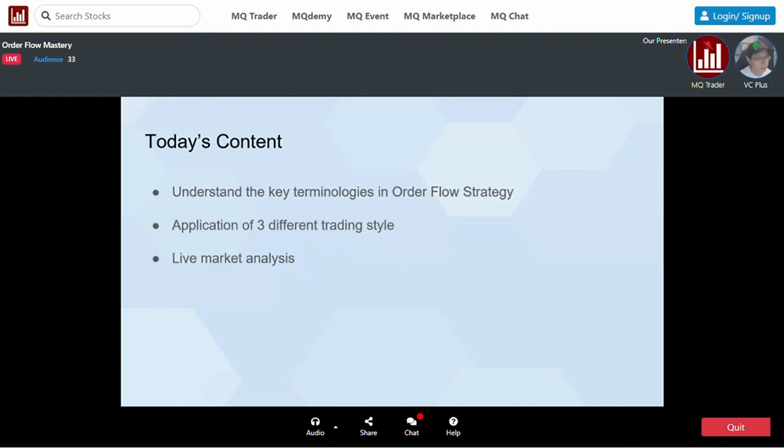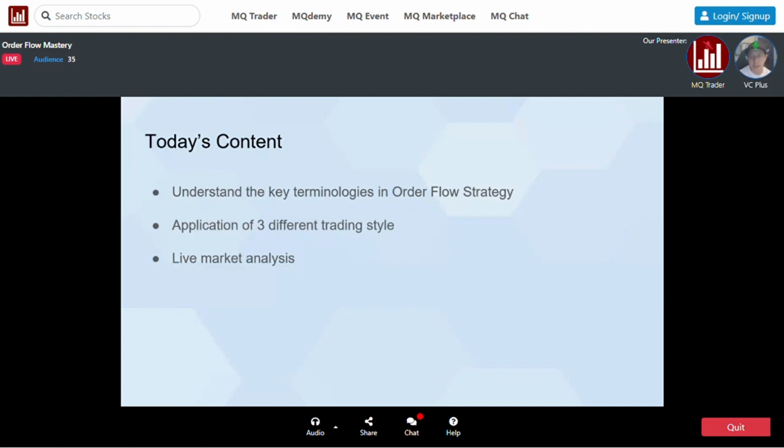Some of the things that we're going to cover today are, of course, to understand the key terminologies in the order flow strategy, because there are some terms that would be very new if you're not familiar with SMC or order flow. So we'll introduce you to those terms and principles, and those are important because when we look at the market and use this strategy to execute trades, you need to identify those conditions and criteria accordingly. So the terminologies are important.